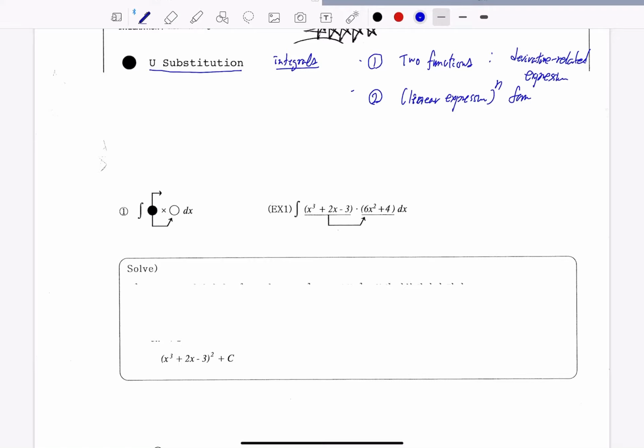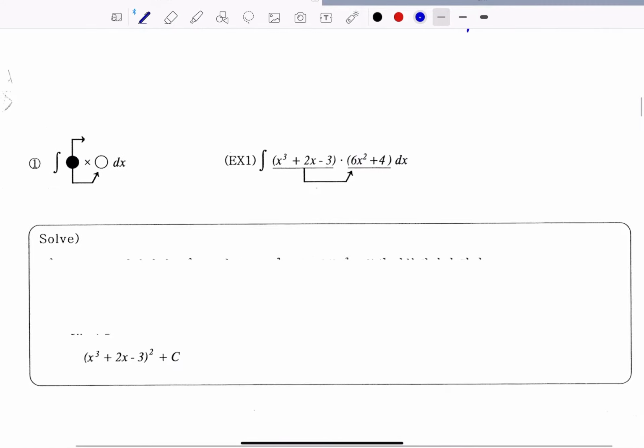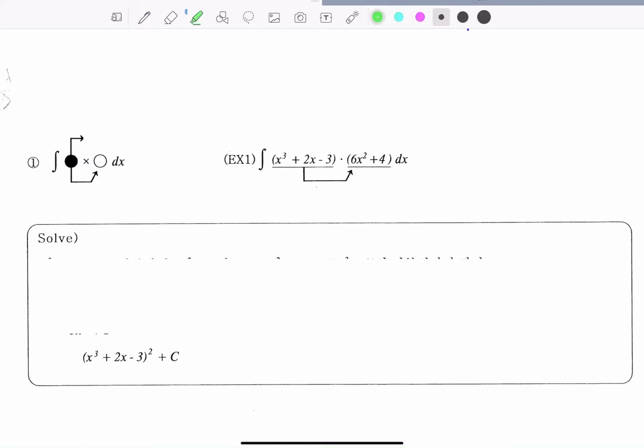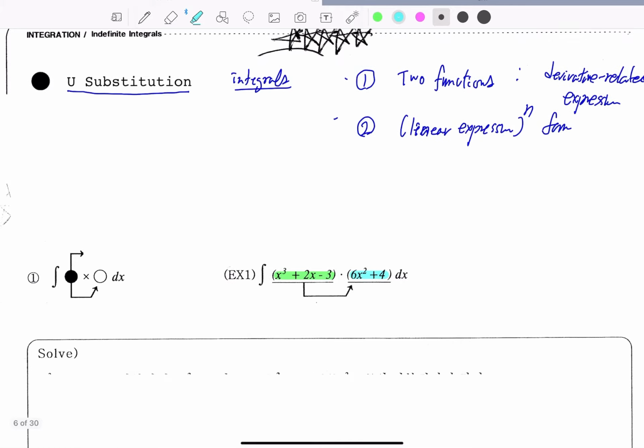Number one, look at this example. There are two polynomial functions. The first one is x cubed plus 2x minus 3. The second one is 6x squared plus 4. I think this is the first case: two functions, and we can find derivative related expressions between them.